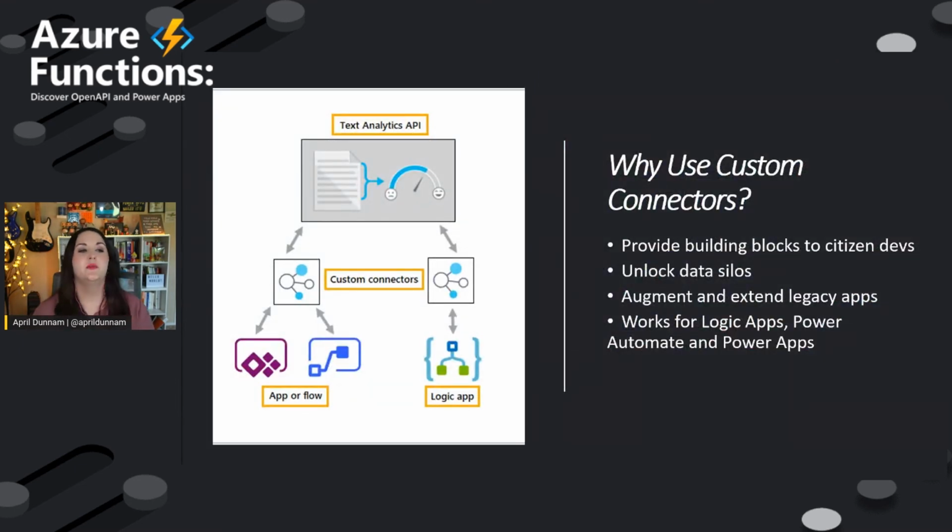So why use these custom connectors? Well, many reasons. It provides the building block for citizen developers to be able to consume that data. It unlocks data silos. You can use it to augment and extend legacy applications. If there's something you need to add to a legacy app that's just going to take too much time, or has been in the backlog forever and you don't have time for it, you can expose your API via a custom connector to the Power Platform and create a simple Canvas application to handle that piece of the functionality. Again, this works with Logic Apps, Power Automate, and Power Apps. You build it once, and you can use it across all of those.